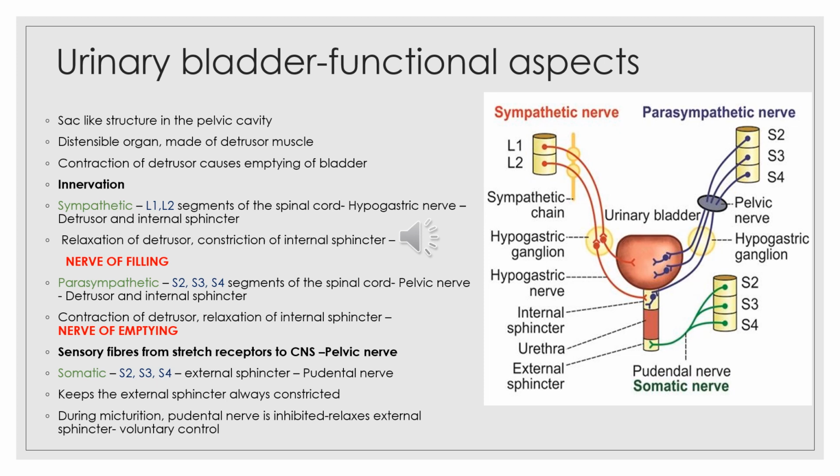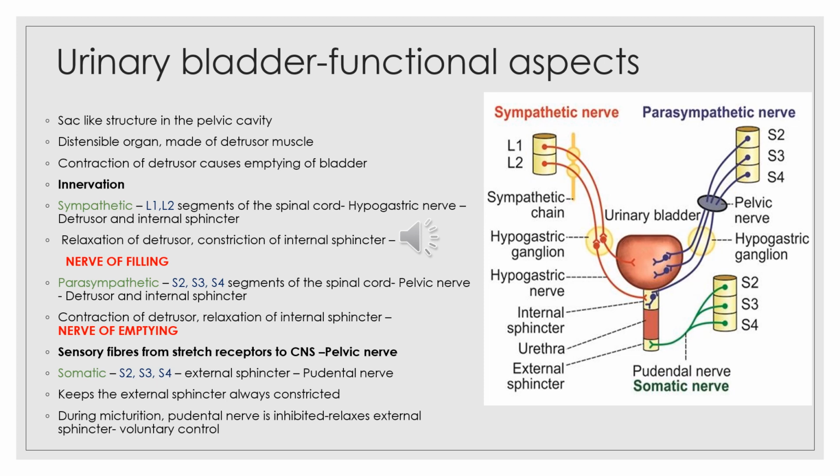The functional aspects of urinary bladder. Urinary bladder is a triangular, hollow, sac-like structure present in the lower abdomen. It is a distensible organ made up of the smooth muscle, detrusor muscle. The term detrusor implies that pushes down. So the contraction of detrusor helps in the emptying of bladder. When we look into the nerve innervation, we can see that the bladder is innervated by sympathetic and parasympathetic fibers.